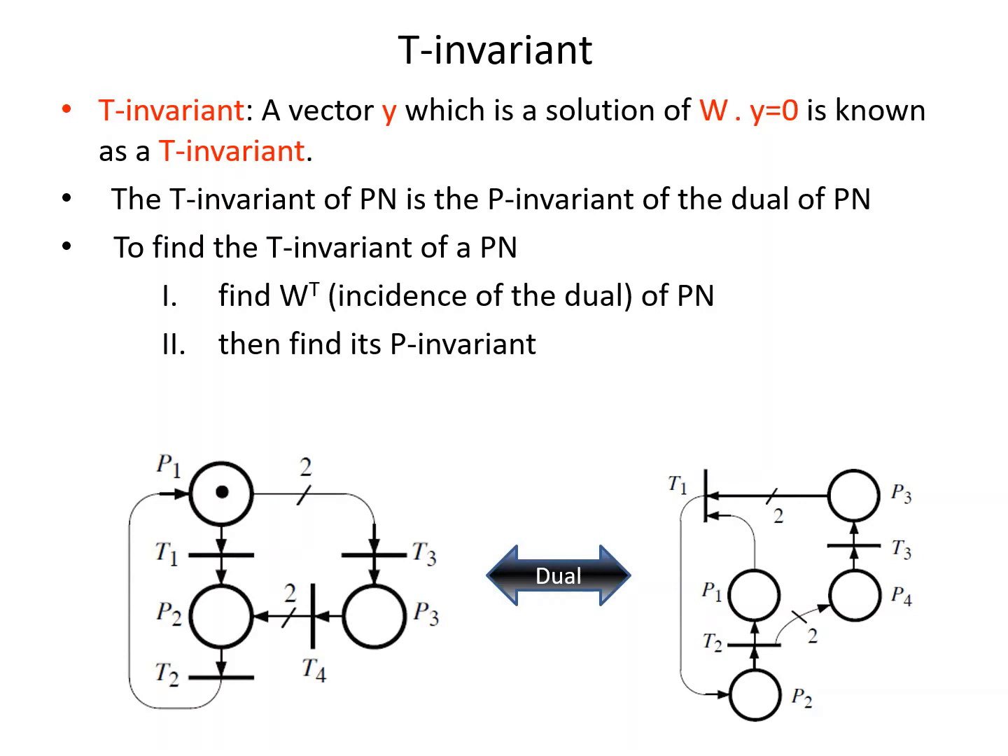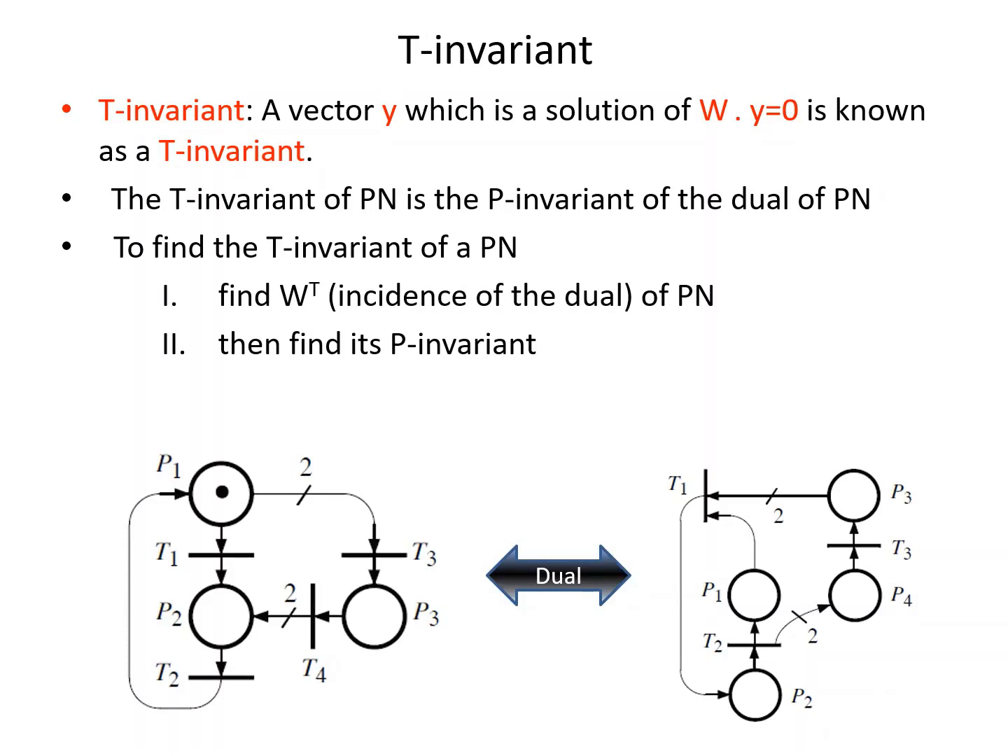If we have one algorithm which can compute the P invariants of a Petri net, and I ask you the question, how can you use the same algorithm to find the T invariants of a Petri net? Okay, so what should be your answer?